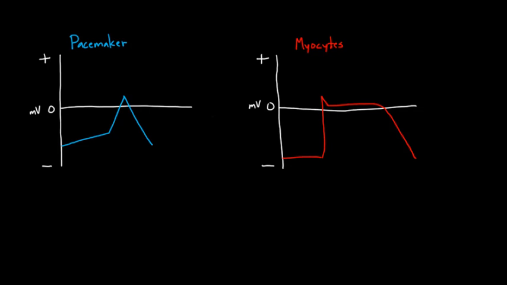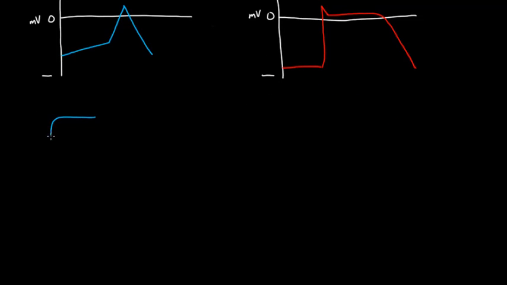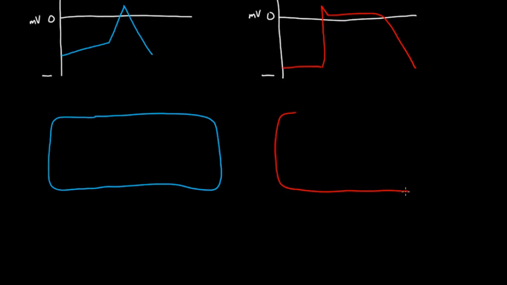And let me actually now bring some space onto our canvas. I'm going to make some space here. Let's actually draw the two cells. So we've got a pacemaker cell over here, and I'll draw the myocyte right next to it, right? And this is our myocyte. And I'm drawing them the same size, but that's just so that you can see things clearly.